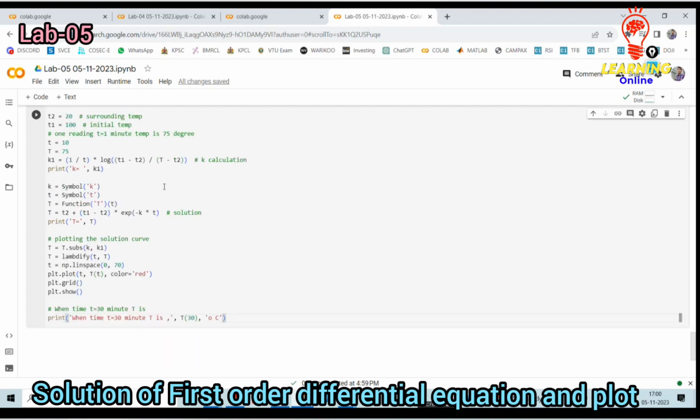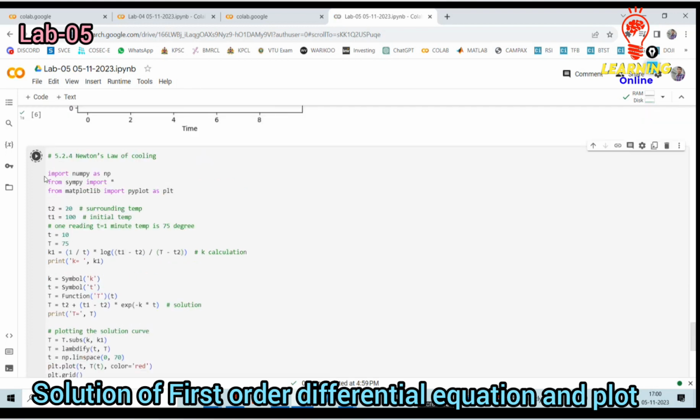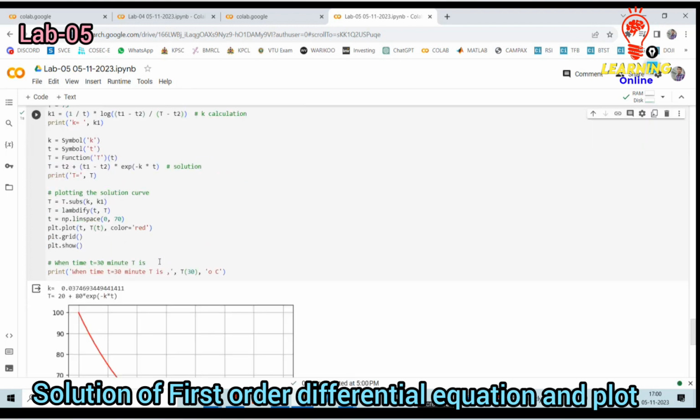Later we define small k as a symbol k, small t as a symbol t, and capital T as a function of t. Then I want the expression capital T is equal to T2 plus (T1 minus T2) times exponential of minus k into t. Then I need to plot the same, the graph that is required. Once I did that, I need to evaluate the graph at t equal to 30 minutes. Once you type this code, just click on run. You will get that graph itself.